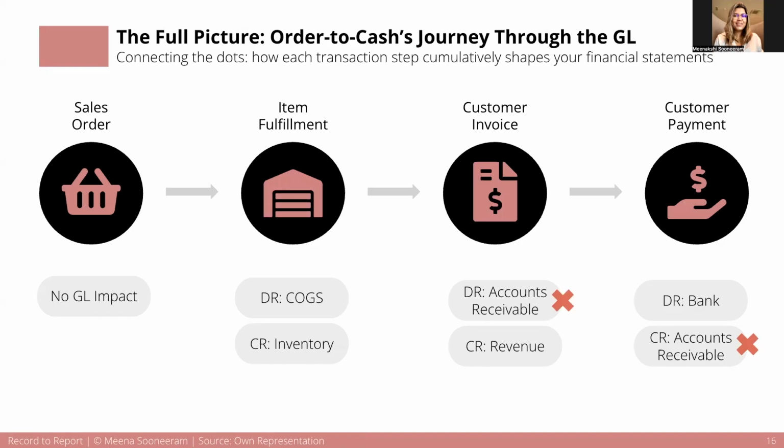So at the end of the day, your AR gets netted out. And what you have done is you have sold some inventory and received the money in your bank account, and you have recorded the costs associated with selling those products. And you have also recorded the revenue that you have made from the sales of this product. So that's how a customer order ultimately flows through NetSuite and into your financial statements.